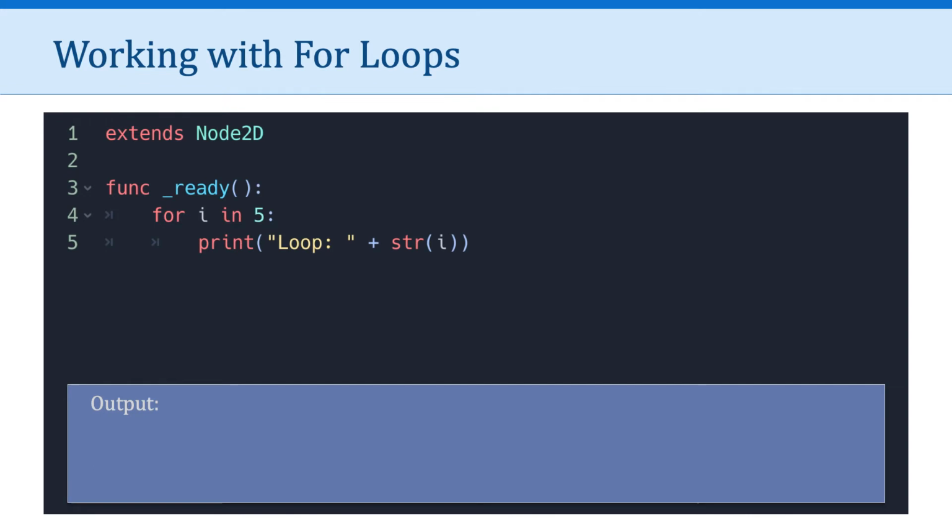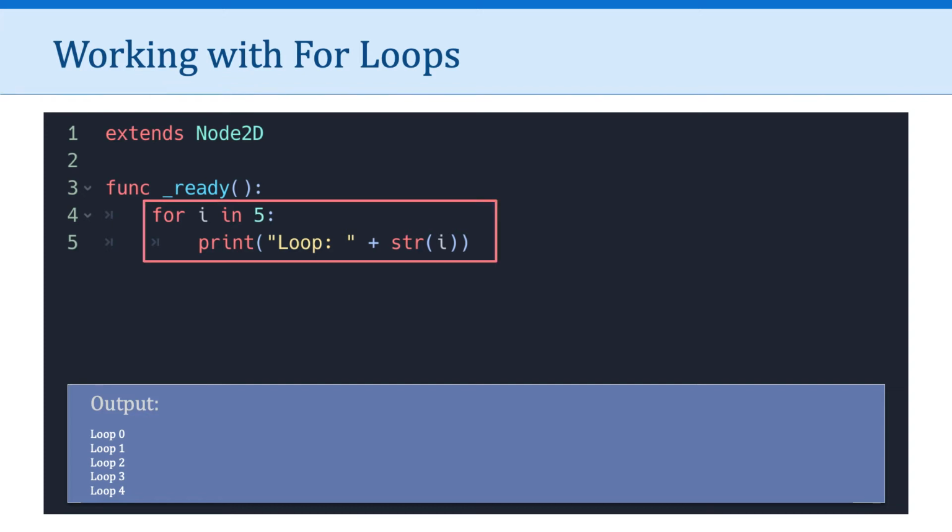So here's a super simple example. You can see here on line 4, I say for i in 5. And then I indent one line and say print loop string of i. And what would the output of that be? Well, because it's a for loop, essentially I'm telling Godot that I want to repeat the instruction in line 5, 5 times. And so it would iterate or repeat that line of code 5 times. And because computers start counting at 0, the first time it would print out loop 0, the second time loop 1, loop 2, loop 3, loop 4. So that is a very simple for loop.